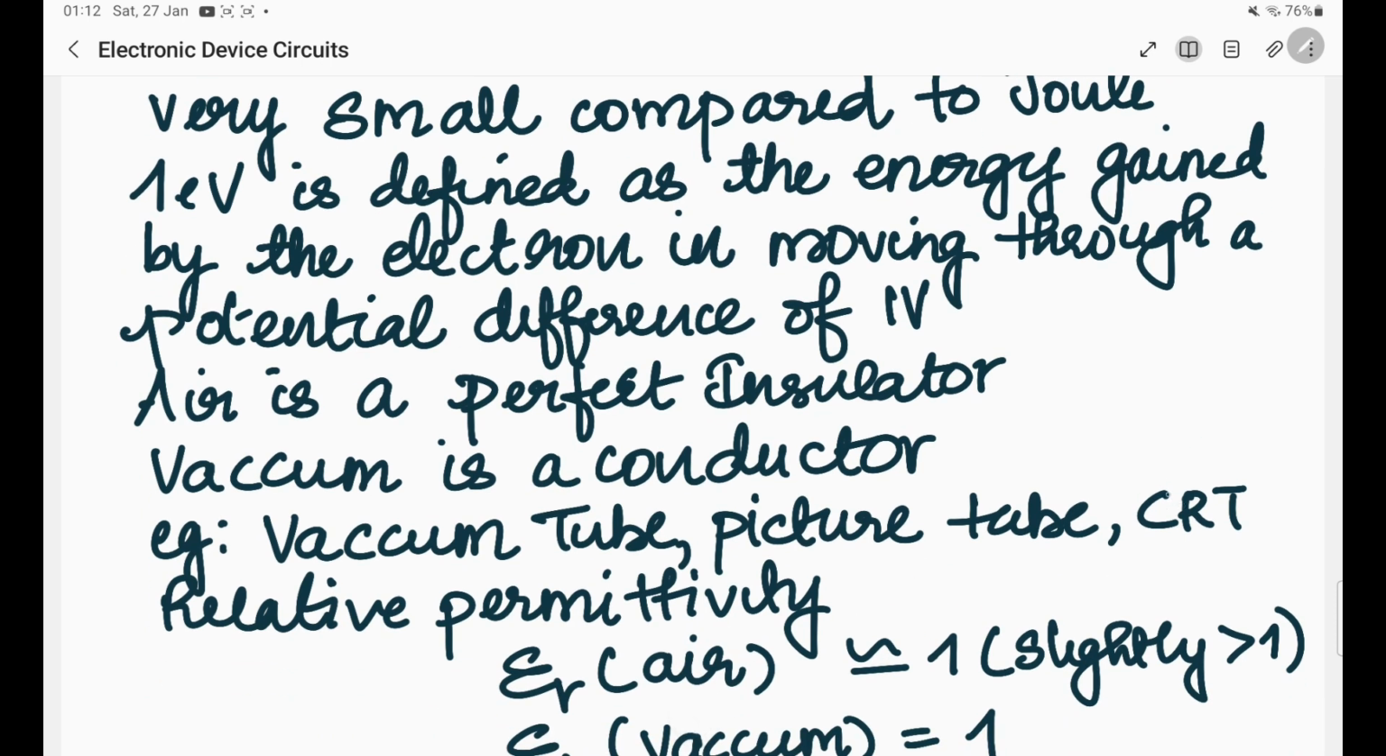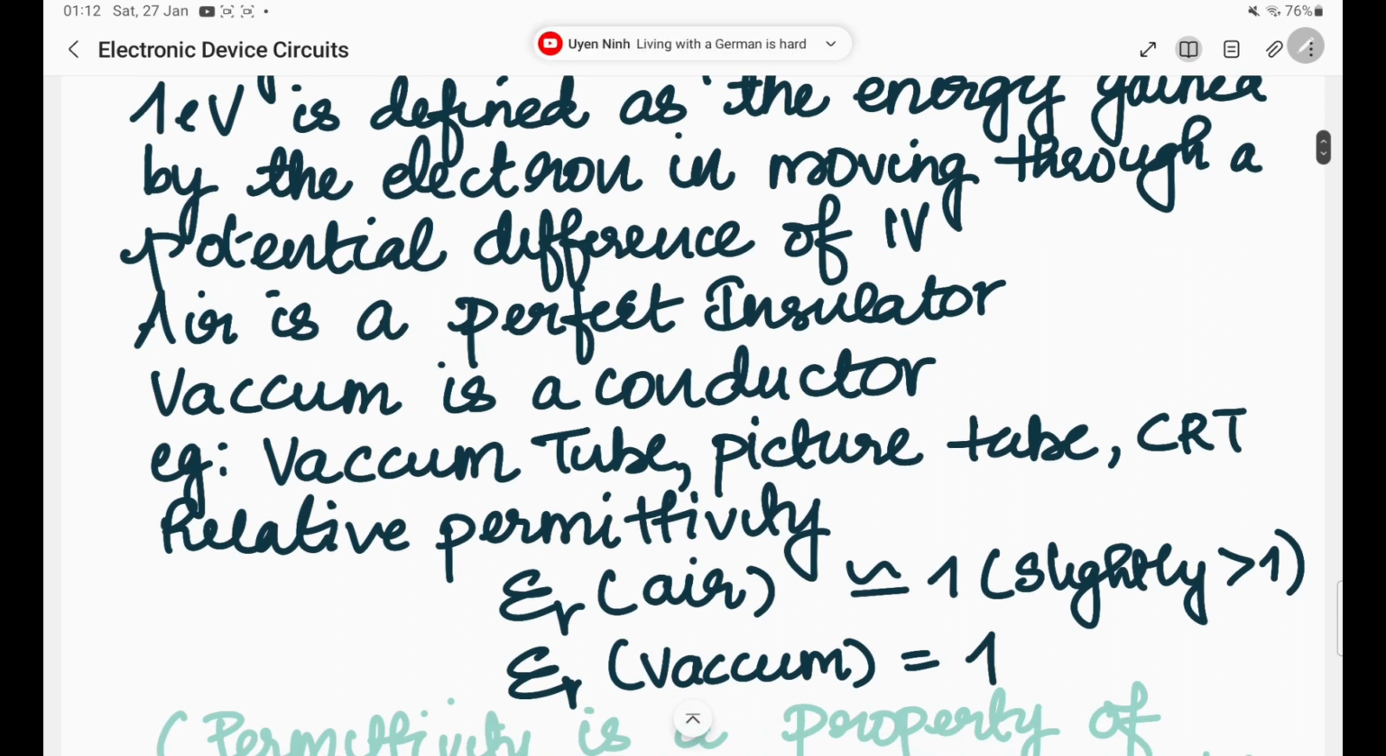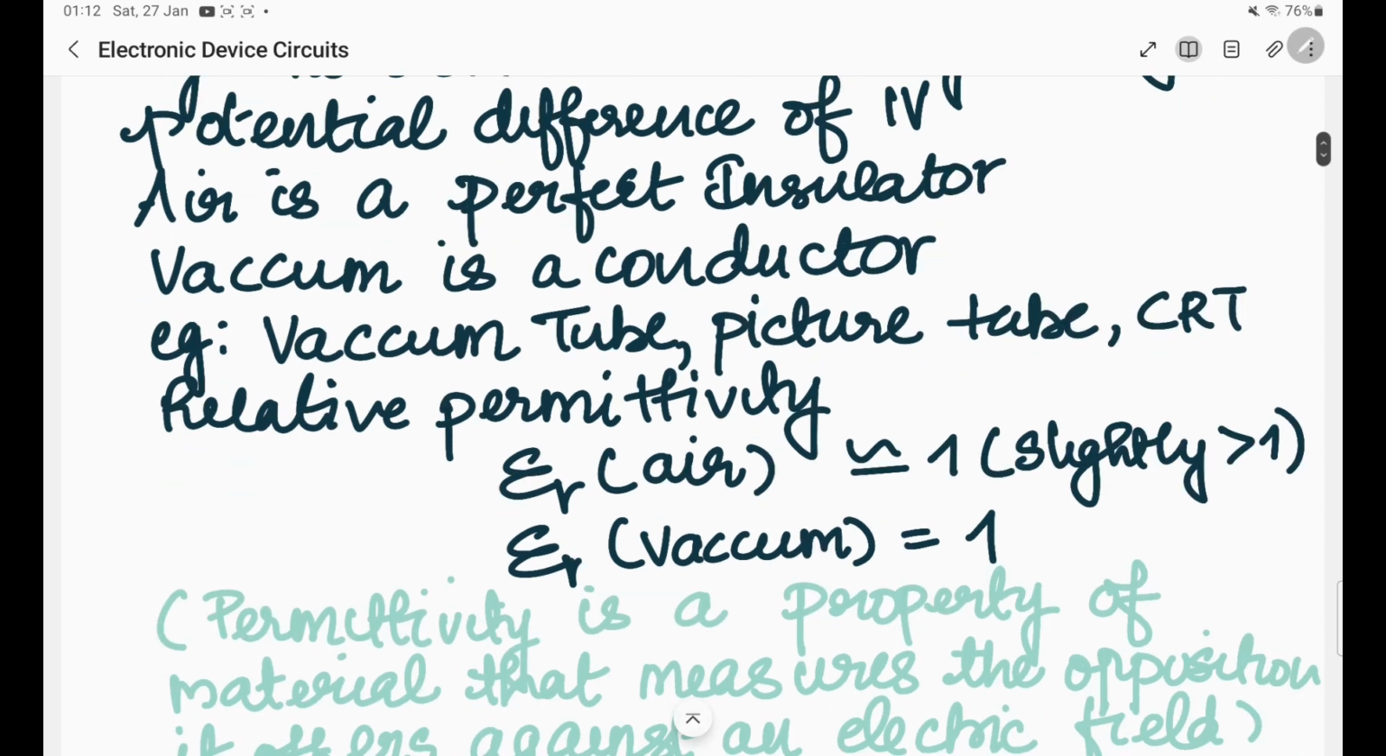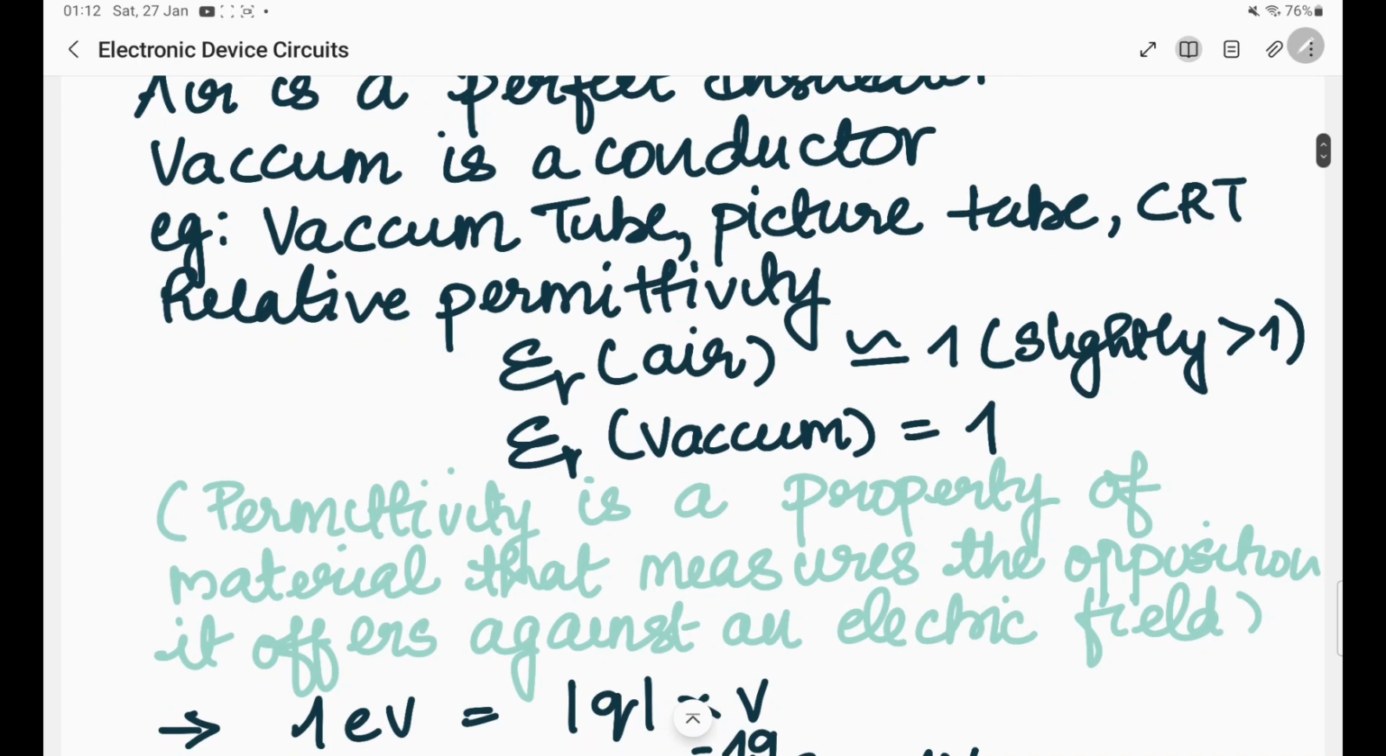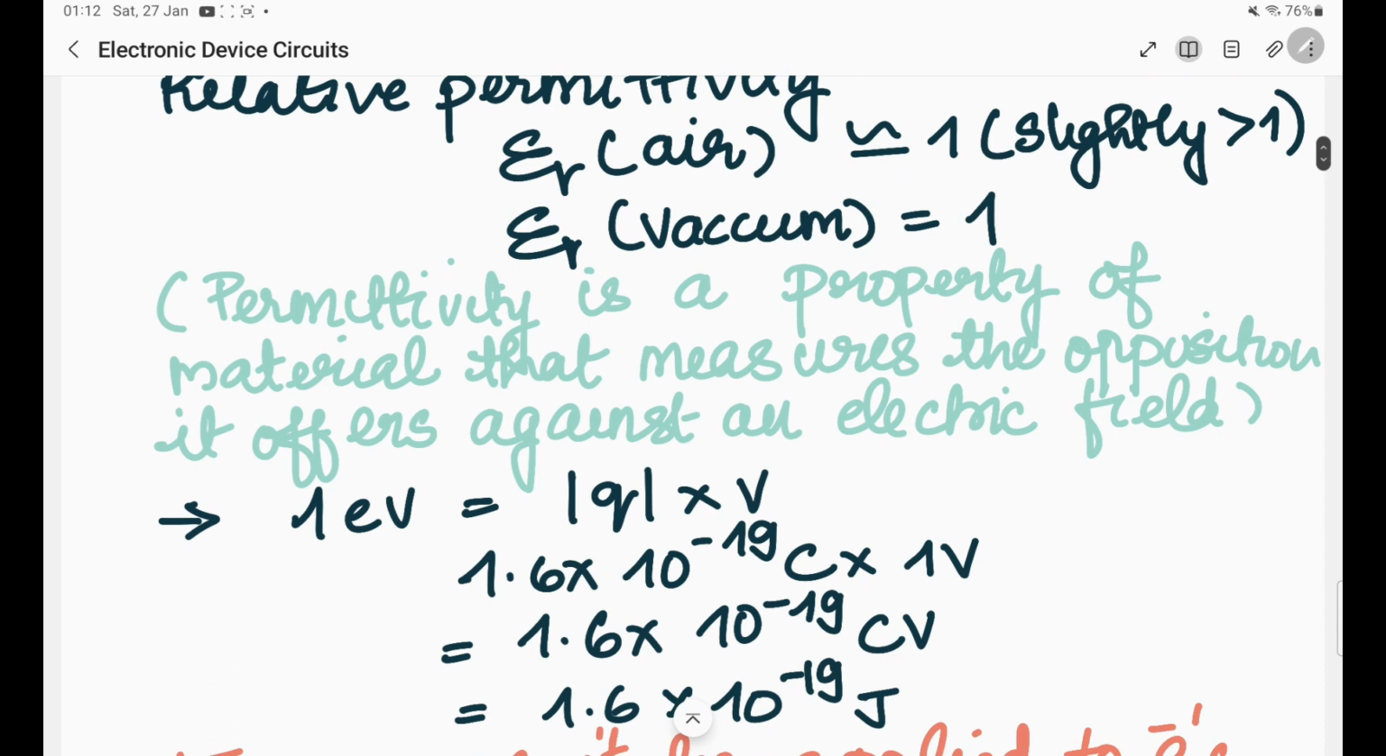Next, let's learn about relative permittivity. Epsilon R of air is approximately equal to 1 or slightly greater than 1, and for a vacuum it is equal to 1. So what is permittivity? Just to understand, permittivity is a property of a material that measures the opposition it offers against an electric field. Now 1 electron volt is equal to Q into V. I told you we are going to write the electron volt in terms of joule.